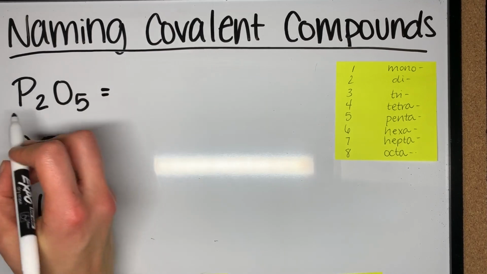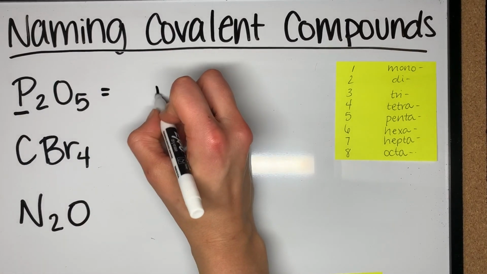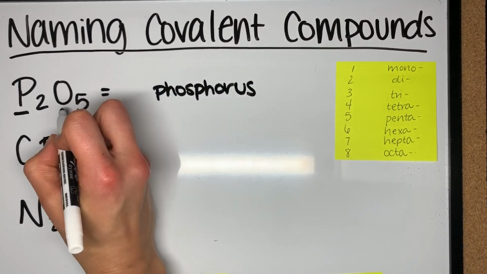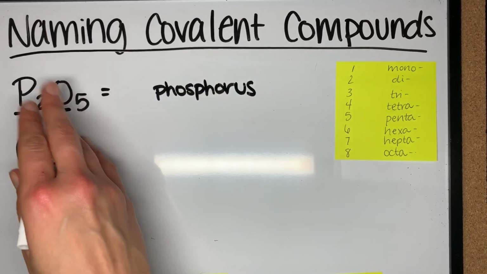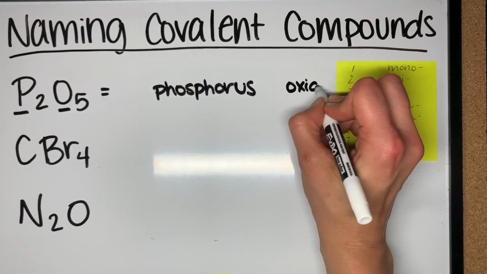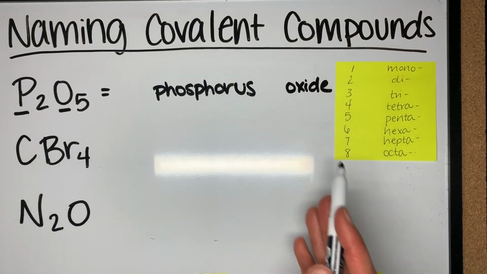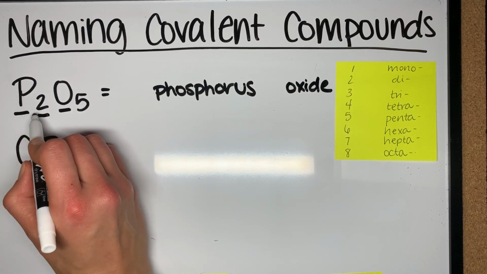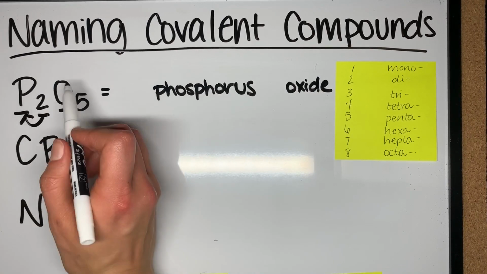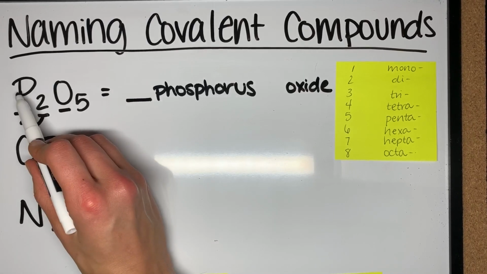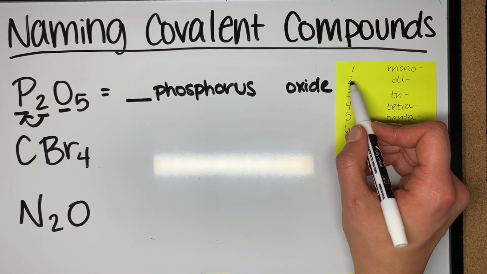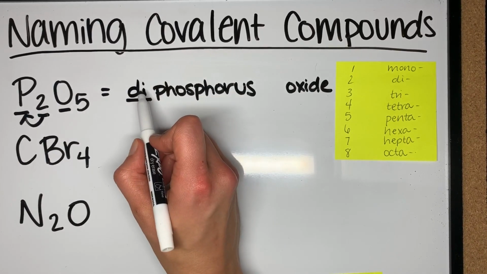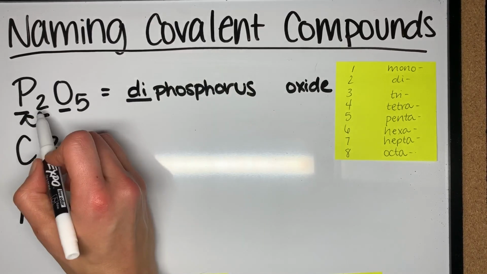So this first one here, again, we write the name of the first nonmetal, and we write the name of the second with the ide ending, so that's oxide. I'm running out of room here. And then we go back and we put prefixes in. Since we have more than one of the first nonmetal, we are going to put a prefix. We have 2 phosphoruses, so we go to our table. The prefix for 2 is di, so this becomes diphosphorus, meaning we have 2 phosphoruses, which we do.